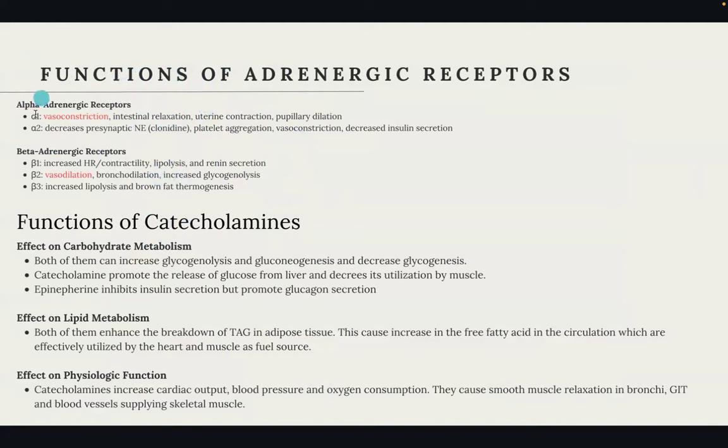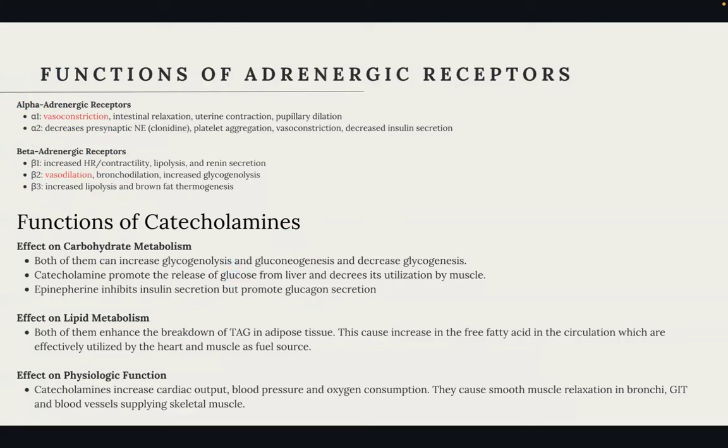We're going to be talking about the alpha-1 receptors and beta-2 receptors. All I need you to know for now is that when you bind to alpha-1, it will cause vasoconstriction. But beta-2, again, both bind epinephrine, if you bind to beta-2, you're going to cause vasodilation. Keep that in mind. Now, a quick overview of catecholamine functions, catecholamines being epinephrine and norepinephrine.